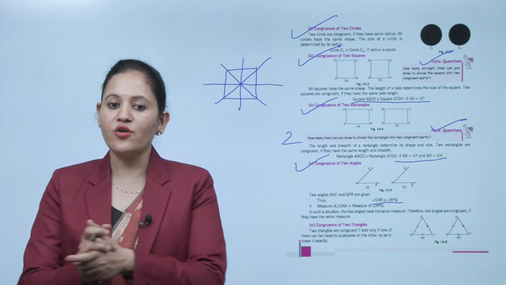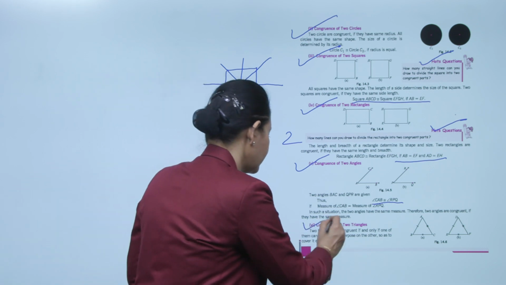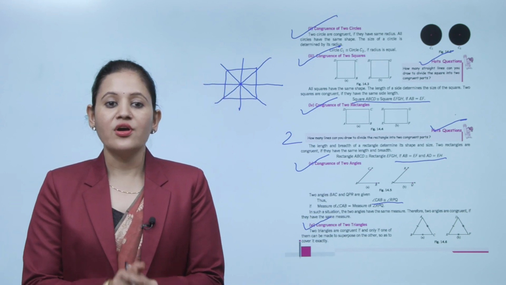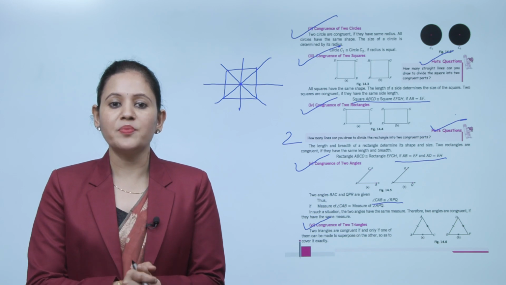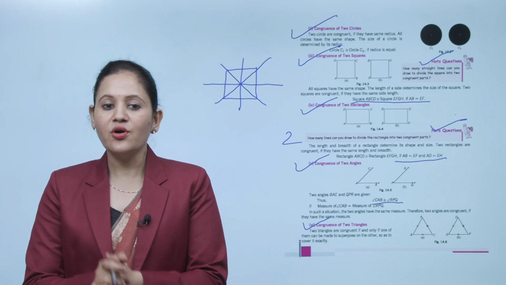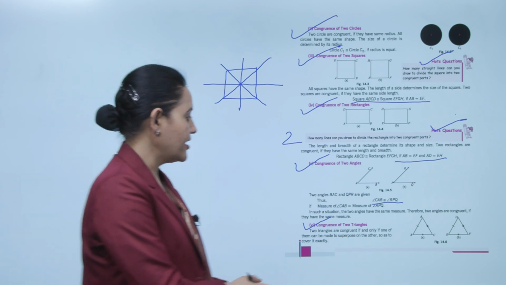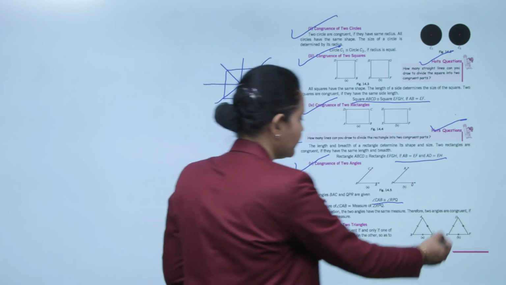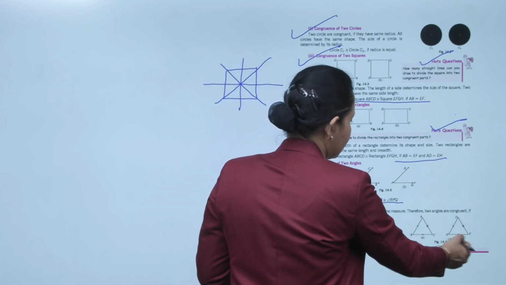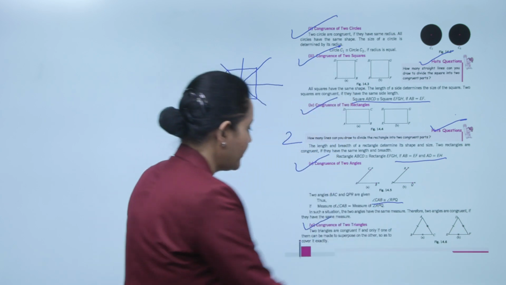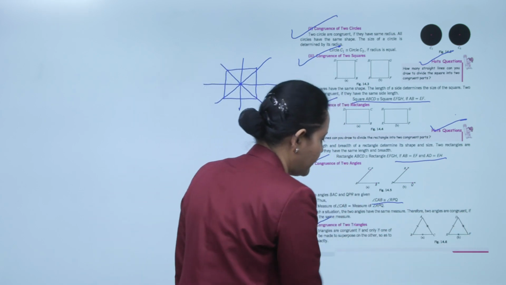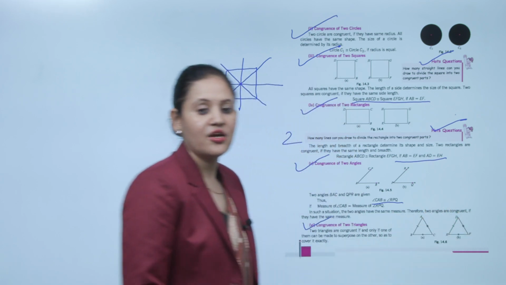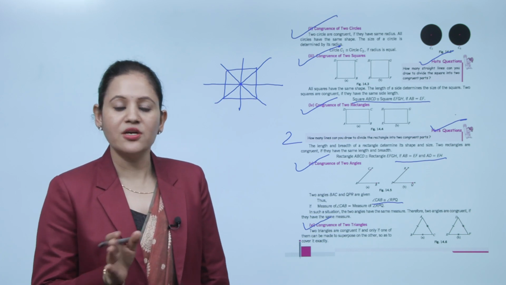Next is congruence of two triangles. Two triangles are congruent if and only if one of them can be made to superpose on the other so as to cover it exactly. Here, two triangles are given, ABC and DEF. Here, AB should be equal to DE, BC equals EF and AC equals DF. Then, only then the triangles will be congruent.